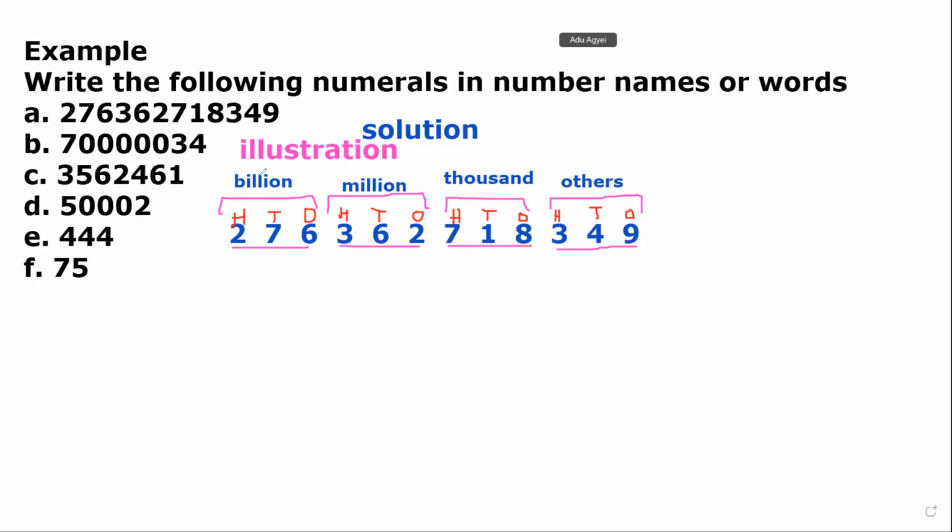So under the billion, we have 276. When you come to the million, we have the 362 million. When you come to the 1,000, we have the 718. Then when you come to the others, we have the 349. Good.